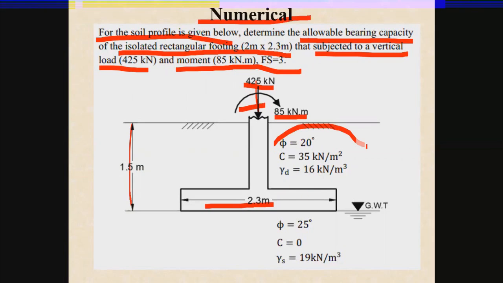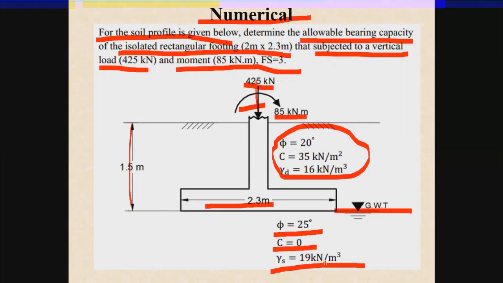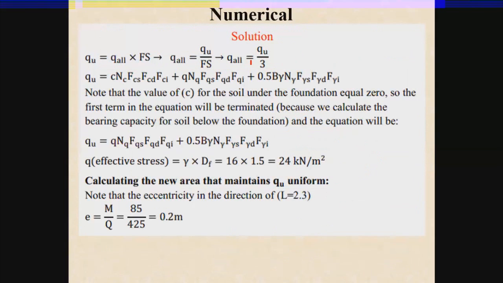That is the soil profile above the base of the footing. Phi is 20 degrees, c is 35 kilonewton per meter square, gamma d is 16 kilonewton per cubic meter. That is the location of the groundwater table, which is located at the base of the footing. Now the soil profile beneath the base of the footing has these values: phi is equal to 25 degrees, c is equal to 0, and gamma saturated is equal to 19 kilonewton per cubic meter. Now, as you know, the allowable bearing capacity has this equation: q allowable is equal to the ultimate bearing capacity reduced by some factor of safety. Now, the factor of safety given in the statement is equal to 3.